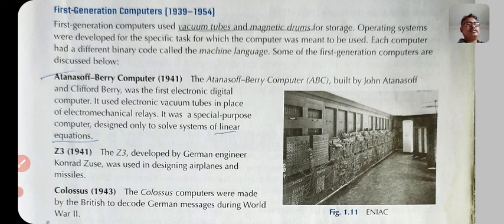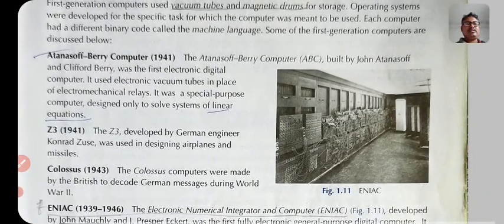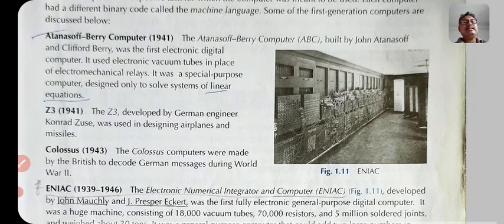So some examples of first generation computers are given. Some of the first generation computer names are explained here. The first is the Atanasoff Berry computer, which was introduced in 1941. The Atanasoff Berry computer, or in short ABC, built by John Atanasoff and Clifford Berry, was the first electronic digital computer. It used electronic vacuum tubes in place of electromechanical relays. It was a special purpose computer designed only to solve systems of linear equations.